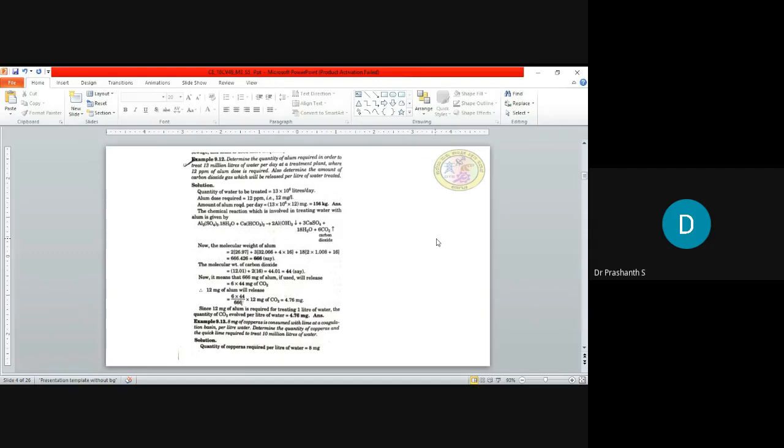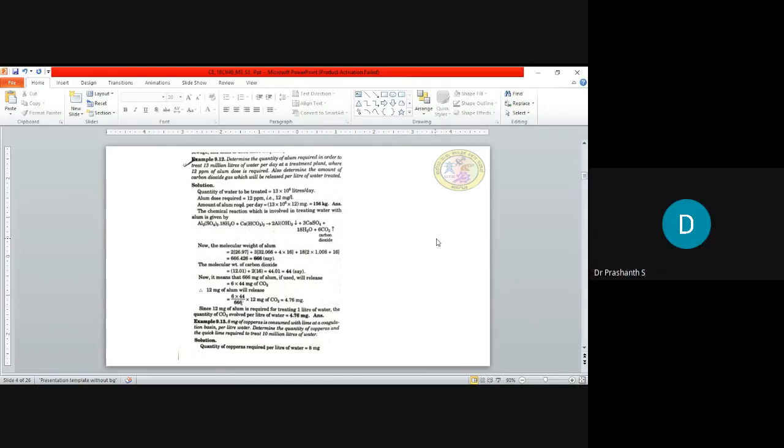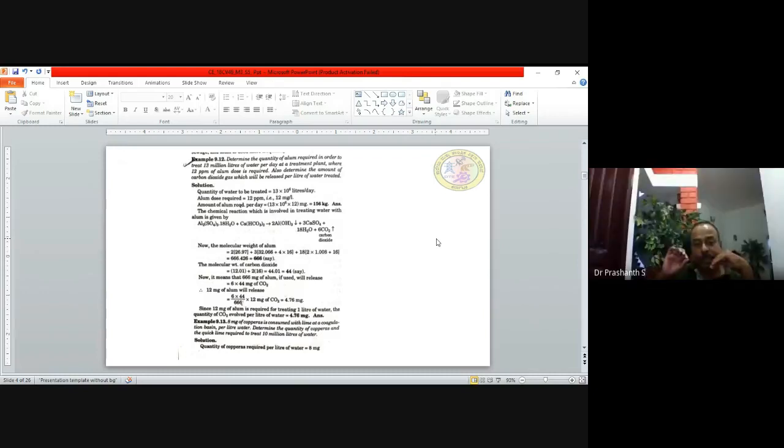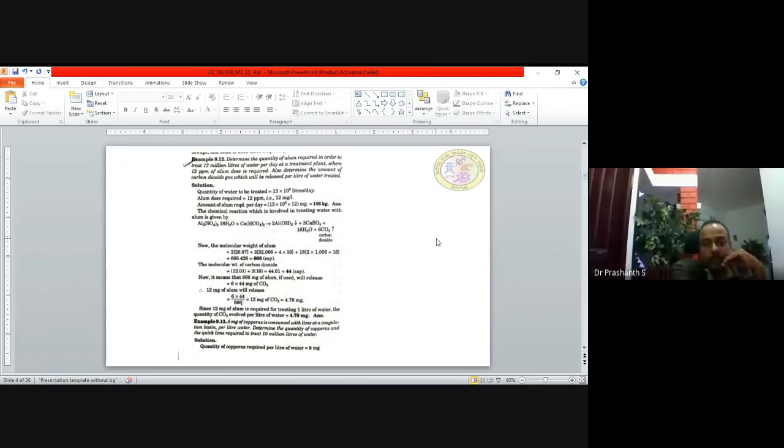So what is it for 12 milligrams? That is 6 into 44 divided by 666 into 12. You get 4.76 milligrams of carbon dioxide released. So since 12 milligrams of alum is required for treating 1 liter of water, the quantity of carbon dioxide released or evolved per liter of water is 4.706.